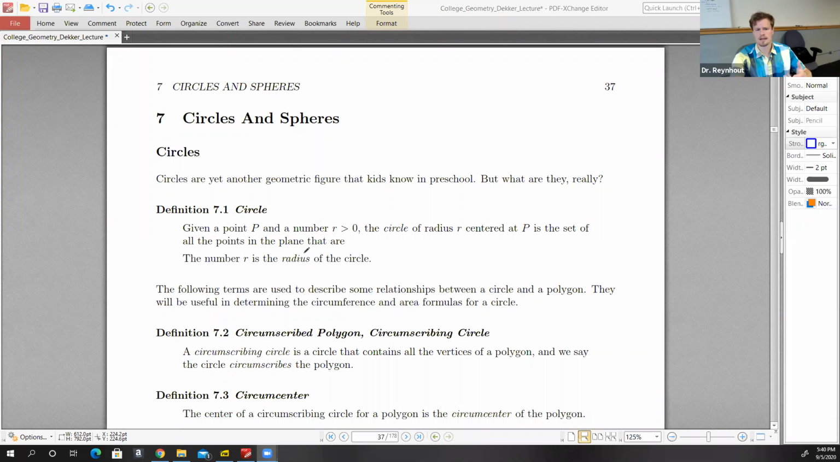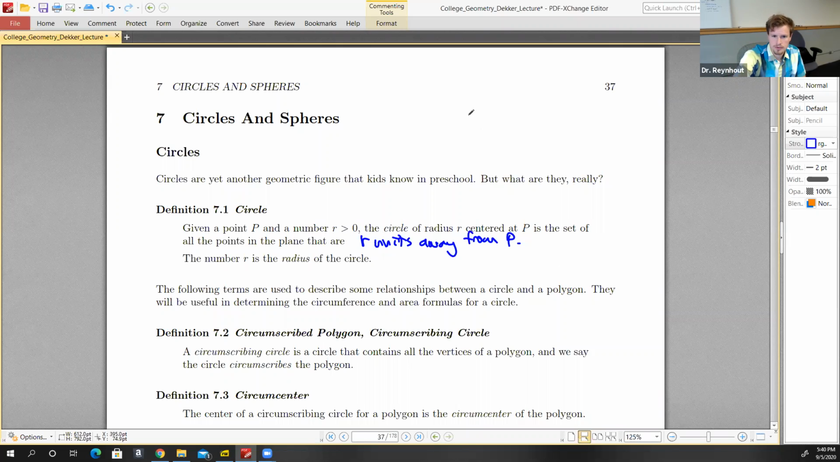is defined by a point and a number. So if we consider a point P in the plane and take a number r, then the circle of radius r centered at P is the collection of points that are all r units away from P that are in the plane. Okay, so it's all the points that are r units away from P. Excellent. Of course, the number r is called the radius of the circle.